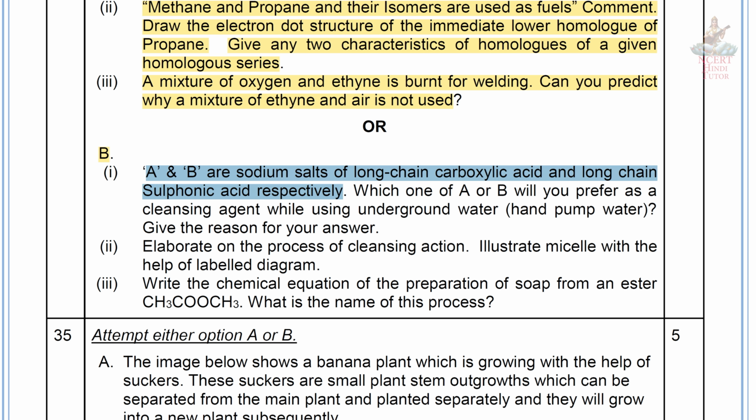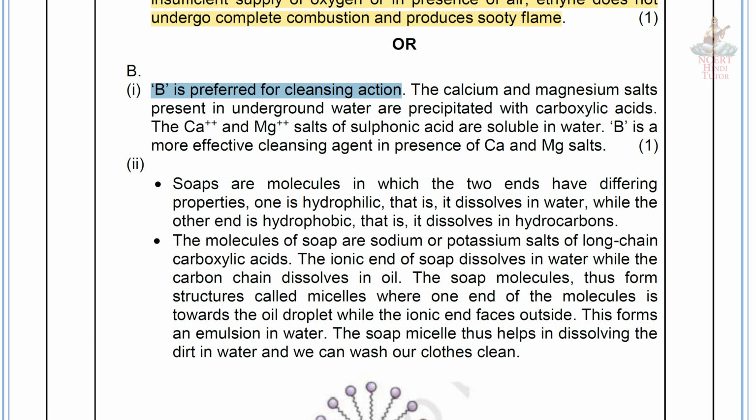Or B. First, A and B are sodium salts of long chain carboxylic acid and long chain sulfonic acid respectively. Which one of A or B will you prefer as a cleansing agent while using underground water, that is hand pumped water? Give the reason for your answer. Answer. B is preferred for cleansing action.